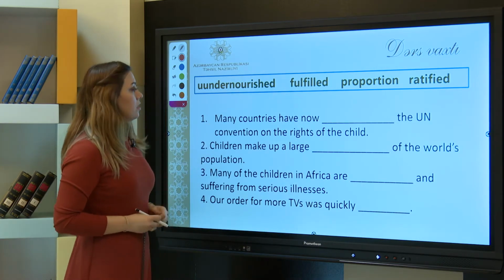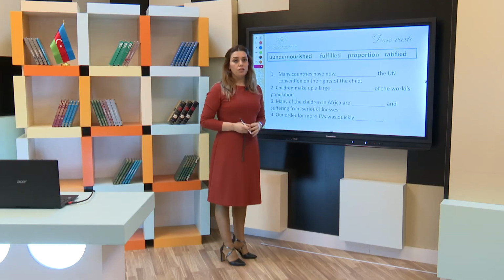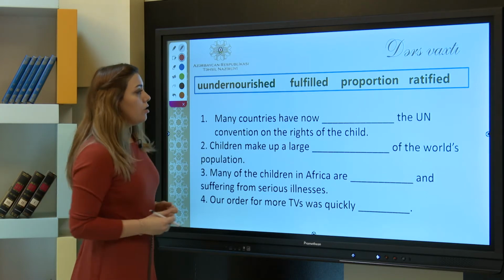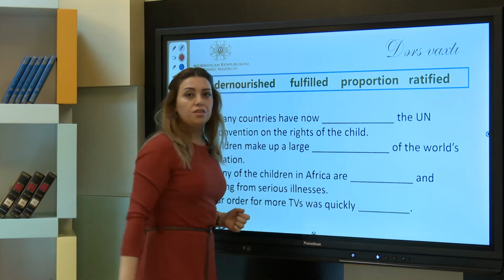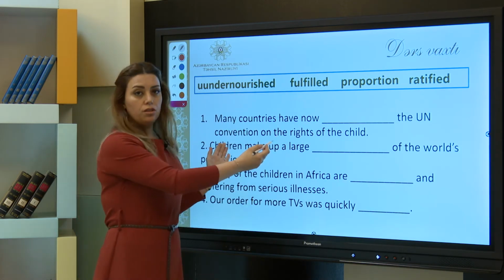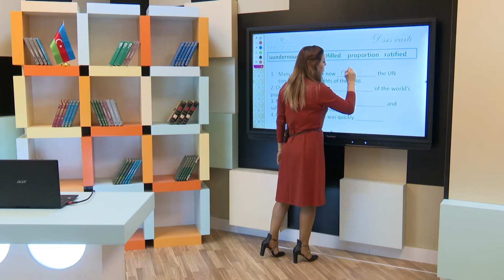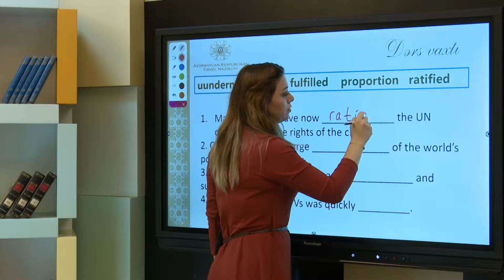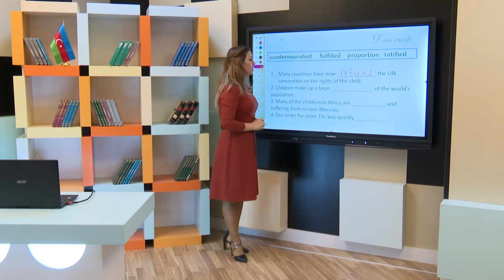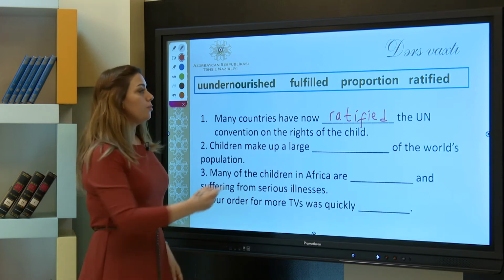First sentence, many countries have now the UN Convention on the Rights of the Child. Which word would fit here? Many countries have now ratified. Ratified means officially approved. So many countries approved this convention, Convention on the Rights of Children. So the word is ratified. Number 2, children make up a large of the world's population. Children make up a large proportion.